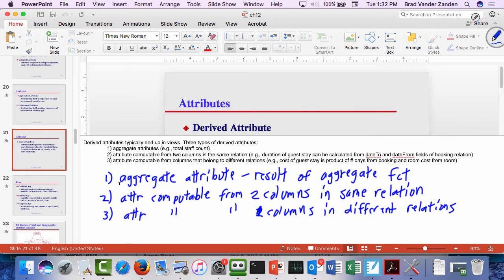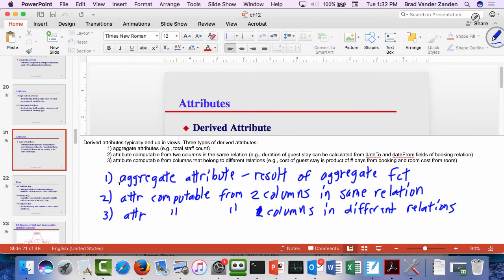So that's a derived attribute where we multiply the price from the room relation with the length of stay from the booking relation. Or you could even say it's a 3-column relation: room price times booking date to minus date from. The point is, it's an attribute derived from columns in different relations.